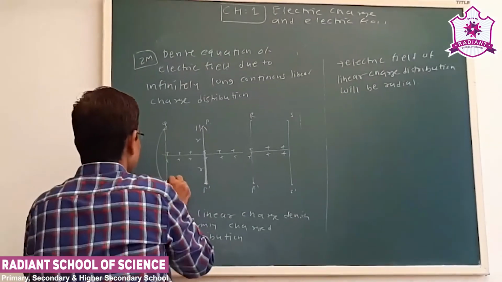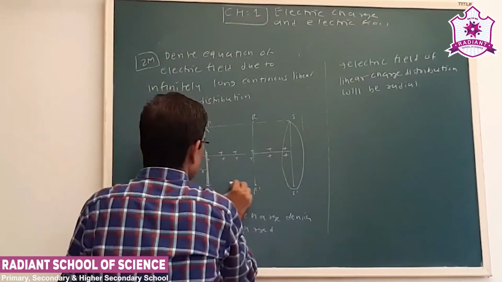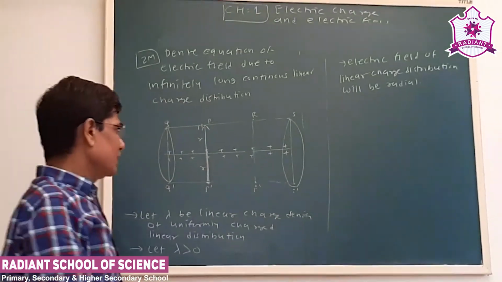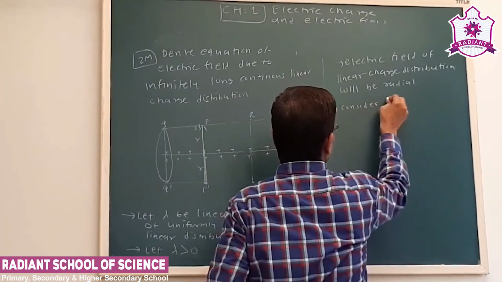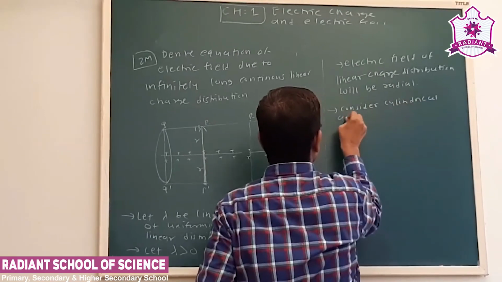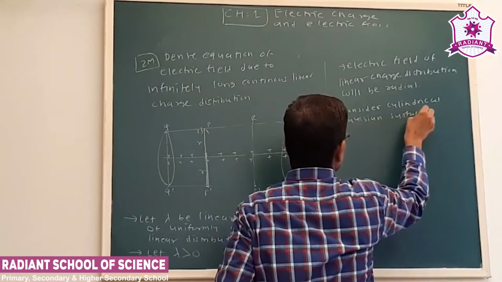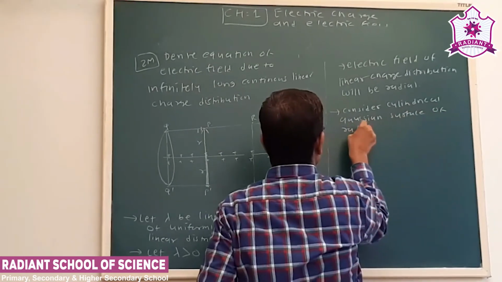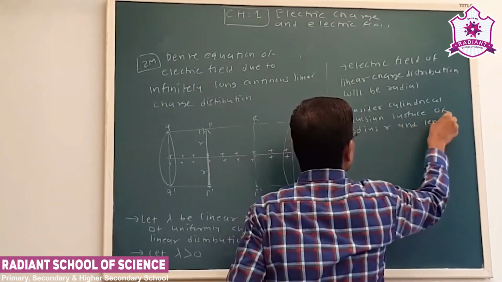Now we consider an imaginary surface passing through all these points. We consider a cylindrical Gaussian surface of radius R and length L.